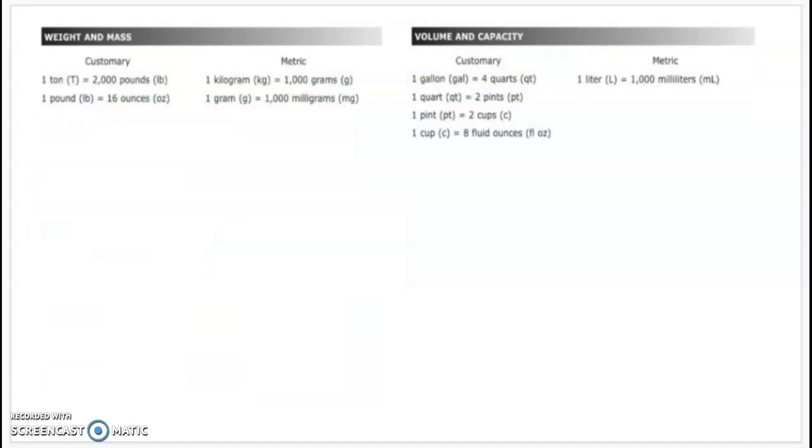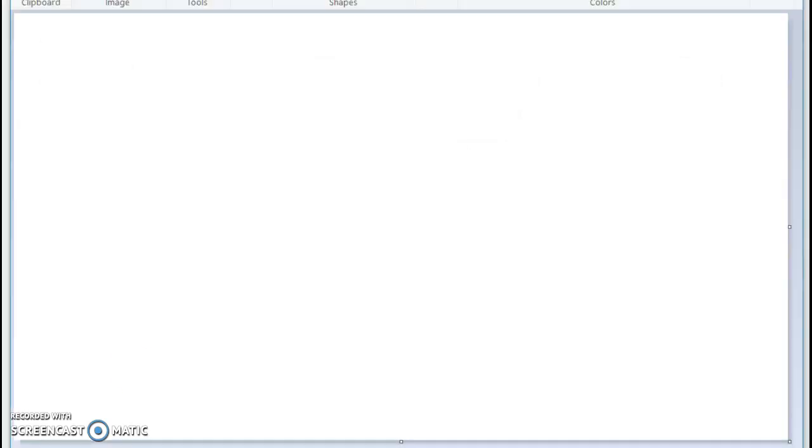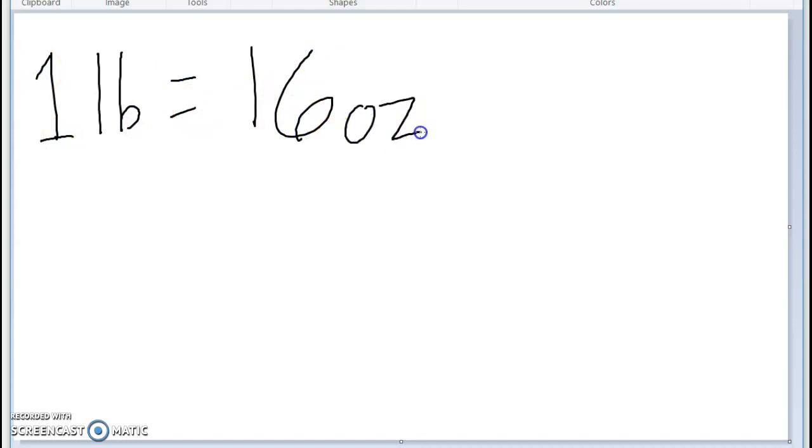Okay, this one. We are looking at metric and customary, and there's both of them on the star chart. If we were given that 1 ton is equal to 2,000 pounds, then if we had 2 tons, that means we would have 4,000 pounds. Those are a little bit easier because you just have to multiply by 2. So let's look at pounds. 1 pound is 16 ounces. So 1 pound equals 16 ounces.